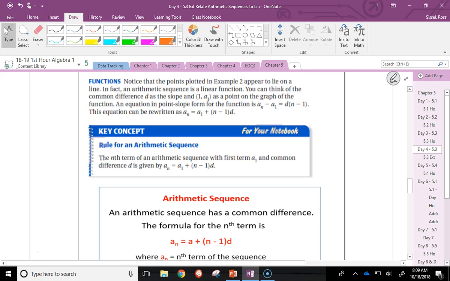In fact, an arithmetic sequence is a linear function. You can think of the common difference d as the slope, and that 1 and a1 as the point to graph on the function. Remember, 1 is our first term, and then a1 is what that was. An equation for point slope form for the function is an minus a1 equals d times n minus 1. Or it can be rewritten as an equals a1 plus n minus 1 d.